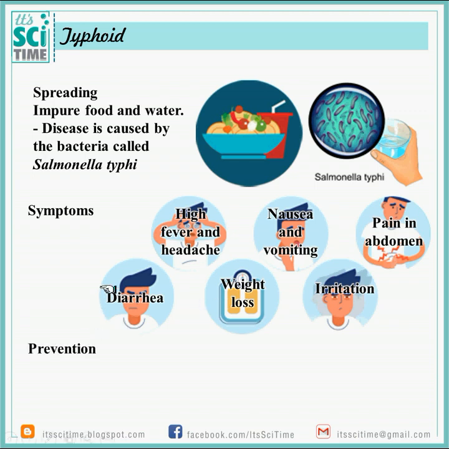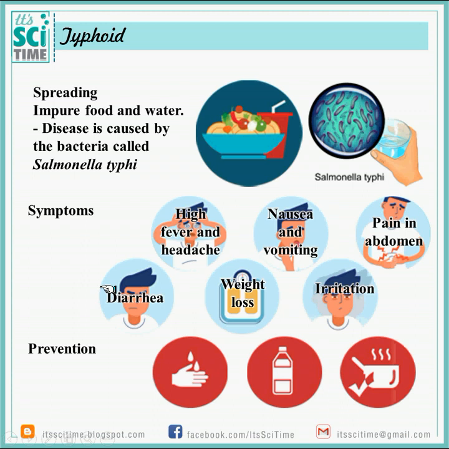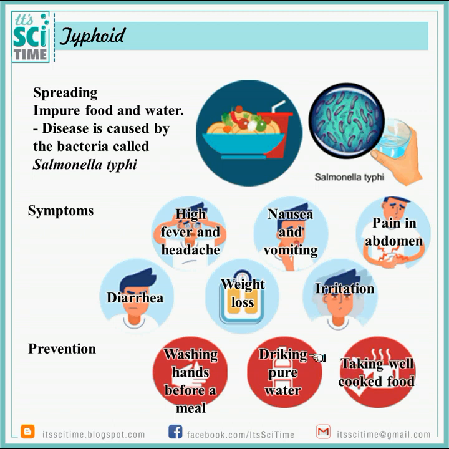Next, how to prevent it? Three ways. First one, washing hands before a meal. That means we can prevent the entrance of Salmonella typhi by having clean hands, and by drinking pure water as much as possible. Then eat well cooked food. Half cooked food can also contain the bacteria. Therefore, cooking food well is very important.